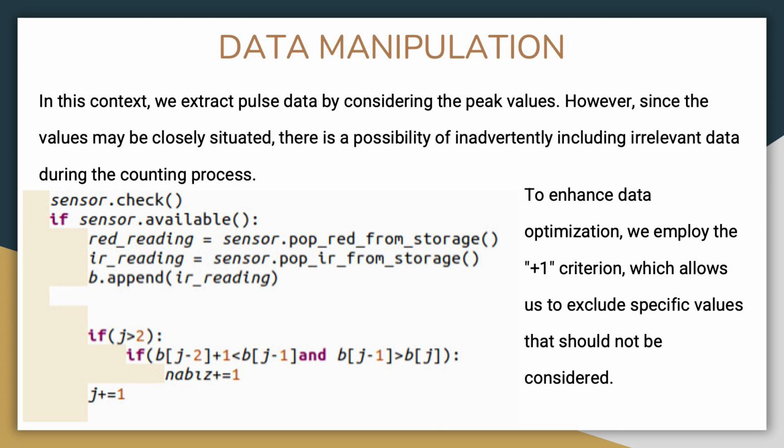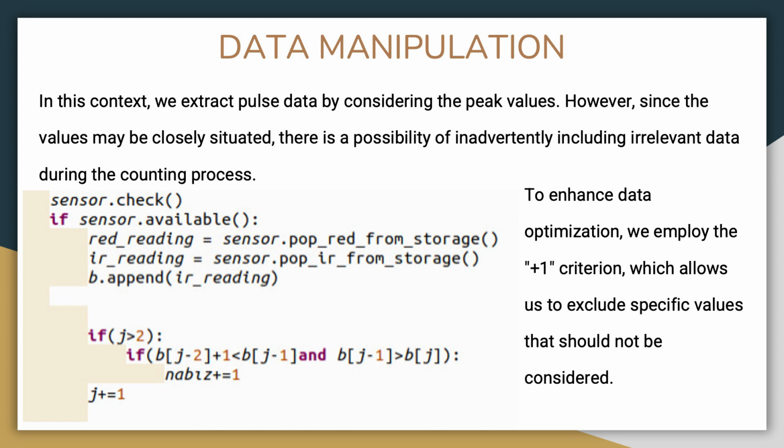In the given context, our focus lies on the extraction of pulse data through the consideration of peak values. However, due to the proximity of these values, the unintentional inclusion of extraneous data poses a potential challenge during the counting procedure. To further refine data optimization, we have introduced the implementation of +1 criteria.